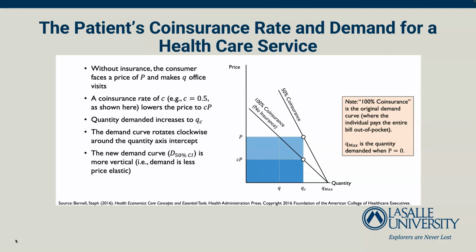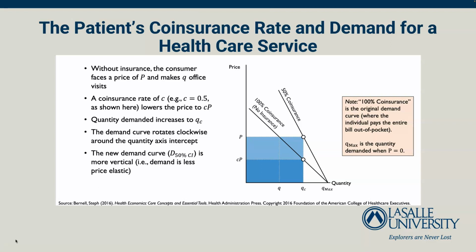But in effect, what's happening is the demand curve is rotating clockwise around the quantity axis intercept, and that's because in practice, we still have the price of healthcare P, but now utilization has increased from Q to QC. So total expenditure rises to P times QC, and the new demand curve is with a 50% coinsurance rate. This is the demand that healthcare providers are facing, and it's now more vertical, or in other words, demand is less price elastic.